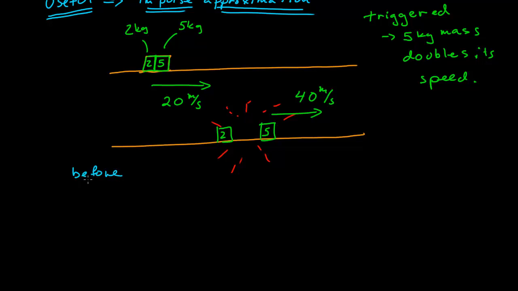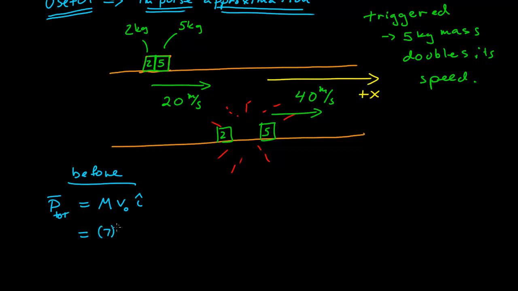And so before, our total momentum was the total mass of the system. It was just one object times its velocity. And let's get ourselves a coordinate system. Let's say this to the right here is the positive x-axis. And so this is total mass, 7 kilograms, times the initial velocity of the system, 20 i-hat. And so we had 140 kilogram meters per second total momentum in the positive x direction.